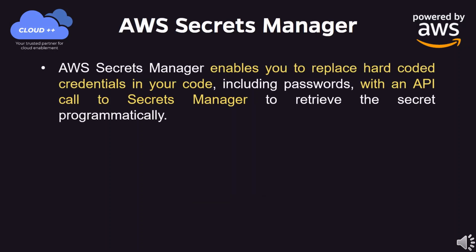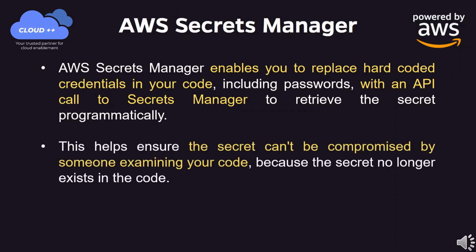AWS Secrets Manager enables you to replace hard-coded credentials in your code, including passwords, with an API call to Secrets Manager to retrieve the secret programmatically. This helps ensure the secret can't be compromised by someone examining your code, because the secret no longer exists in the code.